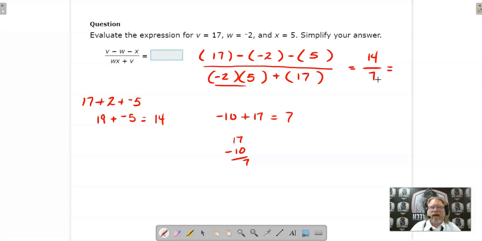Now I have 14 divided by 7, because every fraction is a division problem. 14 divided by 7 is 2, and it's positive divided by positive, so the answer is positive. So my resulting answer is 2.